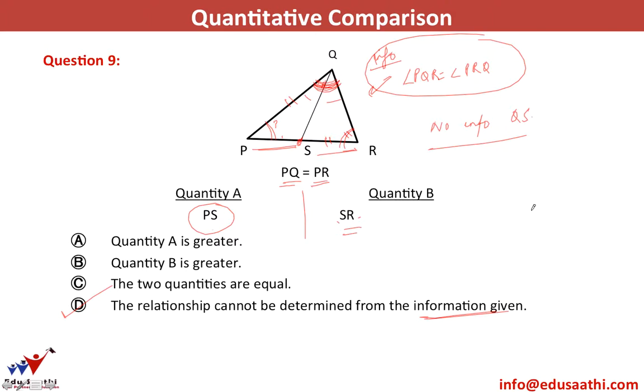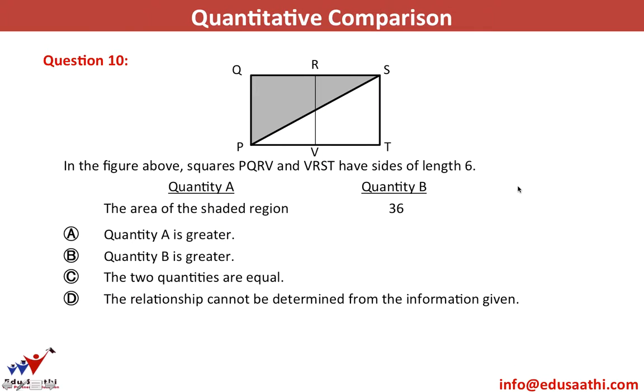Now for these kinds of questions, you require an in-depth knowledge of the concept. So if you are not clear about the concept, it is very, very difficult for you to solve questions related to quantitative comparison. Moving ahead, we have a figure in which there are two squares and they have a side length of 6. So this is 6, this is 6, this is 6, all of them are 6.